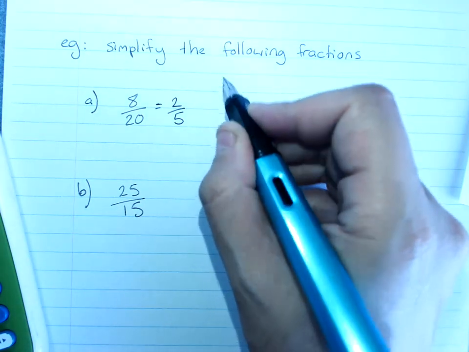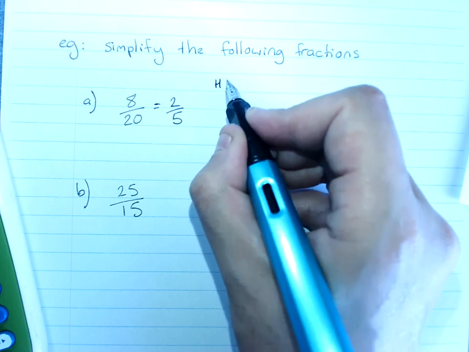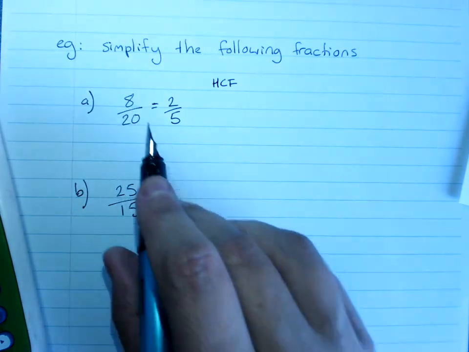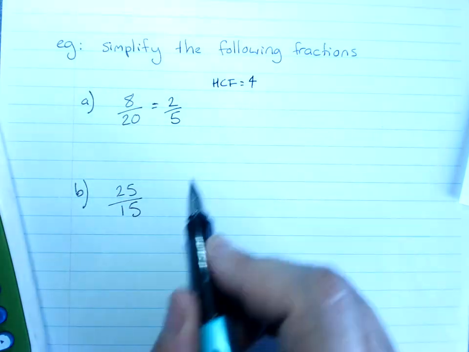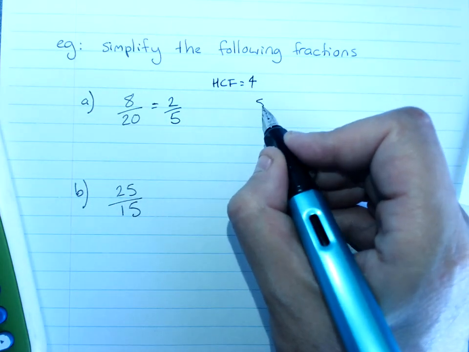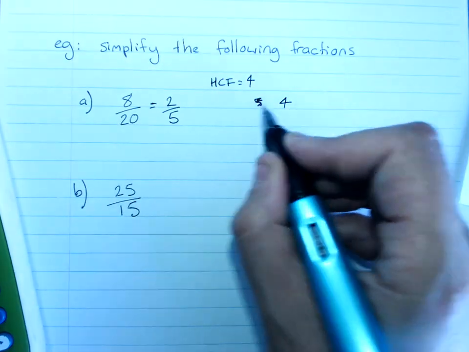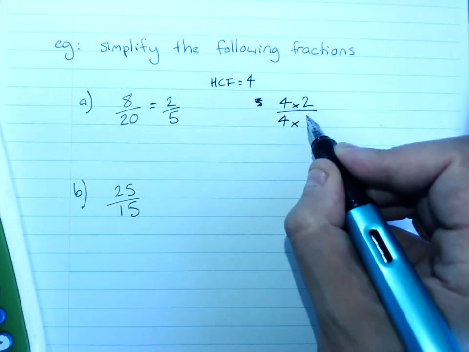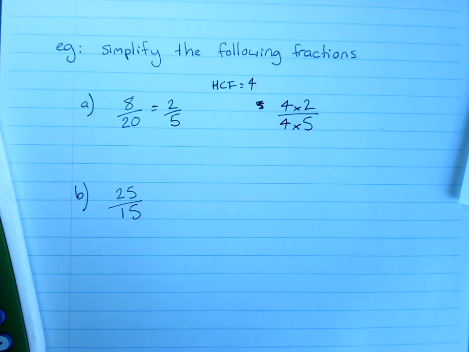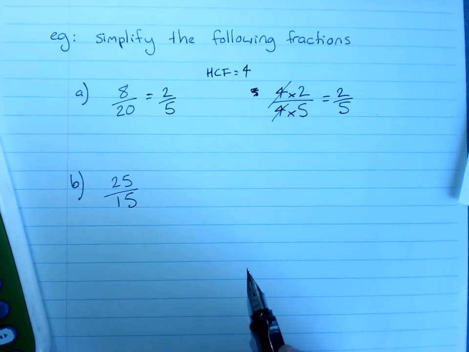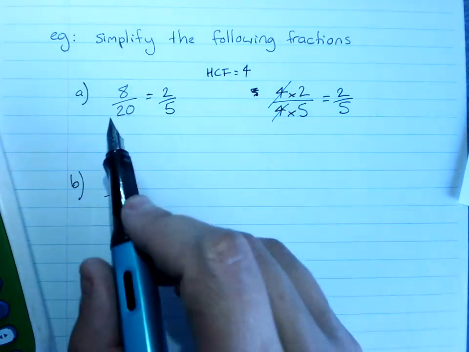And it's based on finding the highest common factor. 8 and 20, the highest common factor, the biggest number that goes into both, is 4. Rewrite 8 and 20 as, instead of 8, write it as 4 times something, that's 4 times 2. 20, write it as 4 times something, that's 4 times 5. And cancel out the factor that's on the top and the bottom that's the same, and we get 2 over 5. So that's how we simplify a fraction. But of course, you can use your calculator.